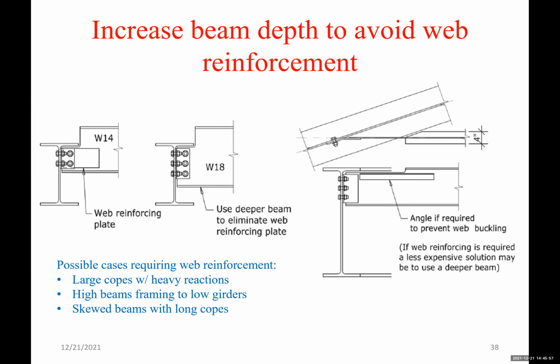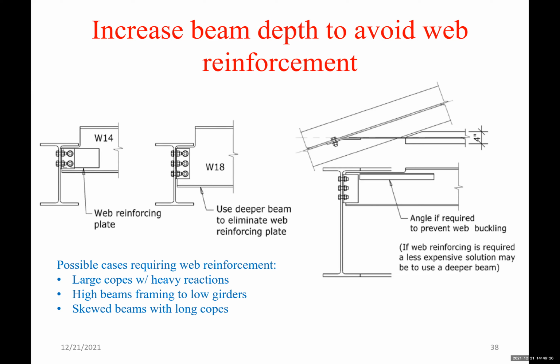Increase beam depth to avoid web reinforcement. So you can see multiple cases here where, in the case on the far left, we have a W14 beam. It's required, like the top steel elevation requires this, okay? So the W14 is at a higher elevation than the girder, than the supporting beam, right?